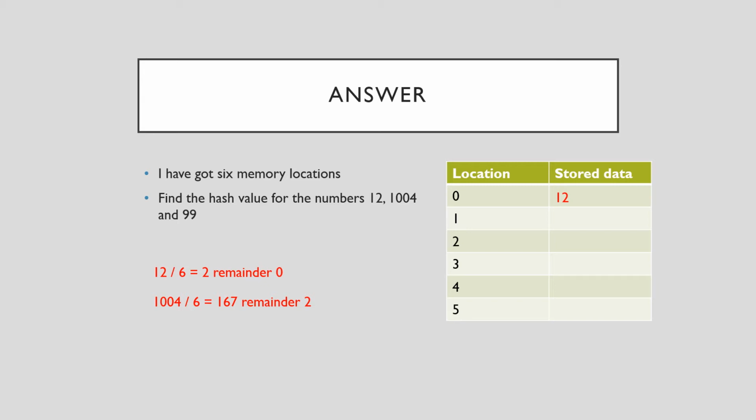The first number doesn't matter, it's only the remainder that we need. So 1004 is stored in location 2. And finally 99 divided by 6 is 16 remainder 3. So 99 goes there. So it doesn't matter how large our numbers are, as long as we can divide them by the number of storage locations and take the remainder. So let's make that happen now.